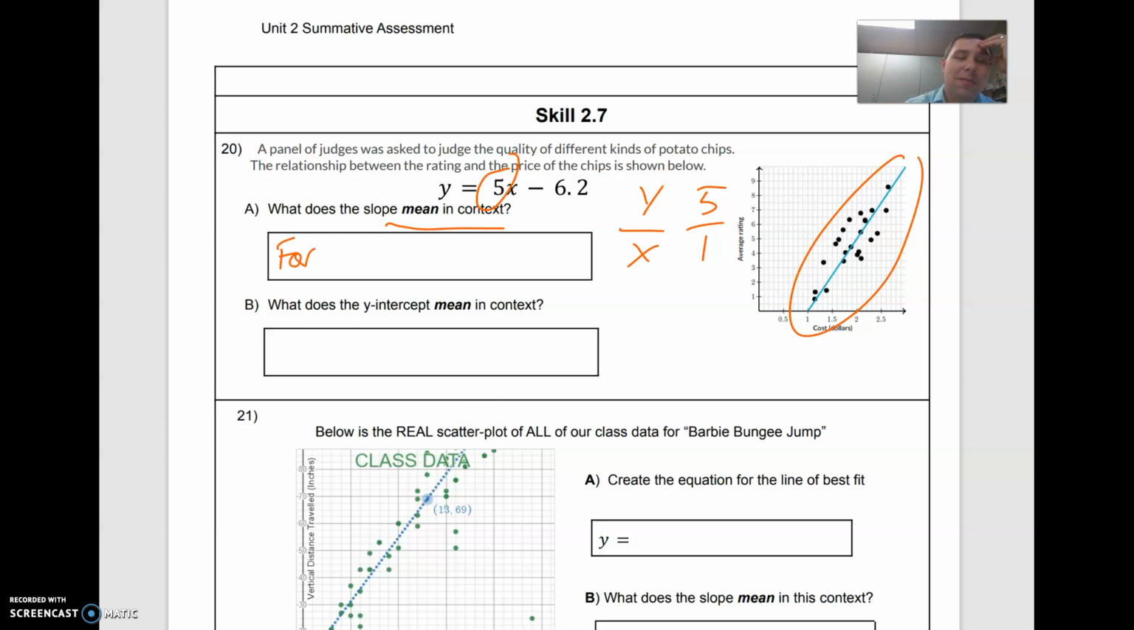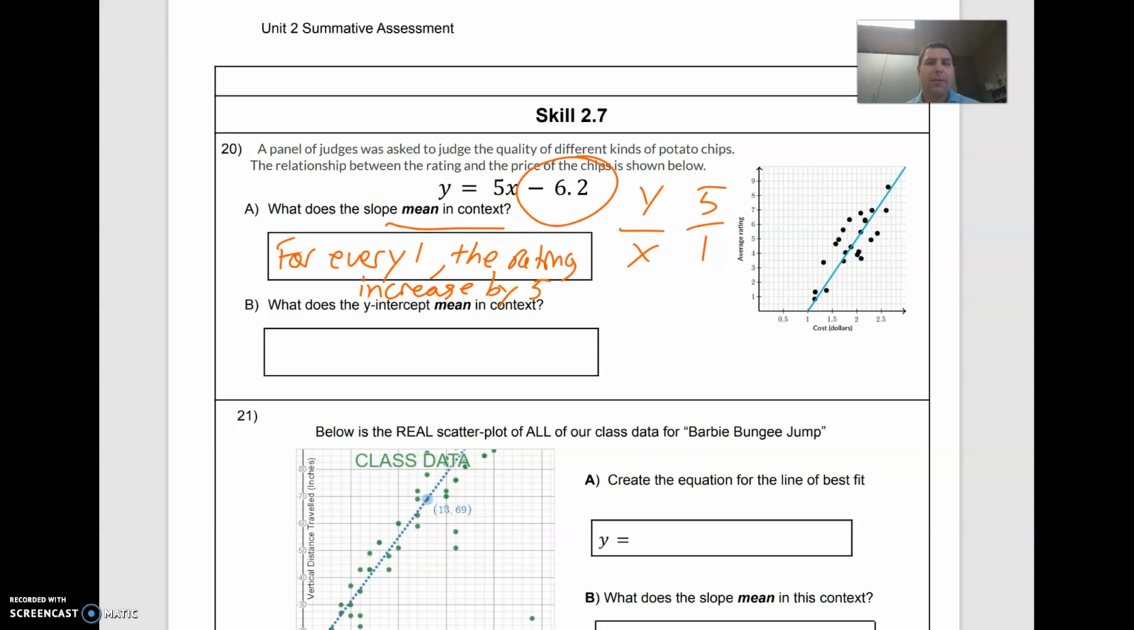So I will write for every $1, the rating, we'll say, increases, running out of space here, increases by 5. And that's it. That's all it is. Some of you interpreted the slope generally, like how it's going up 5 for every one, but really, what does it mean in context? You needed to be specific about that 5. If you just said that it seems like the cost, as it's increasing, the average rating increases, you're not wrong. It's just that you weren't specific enough about what that value actually means.